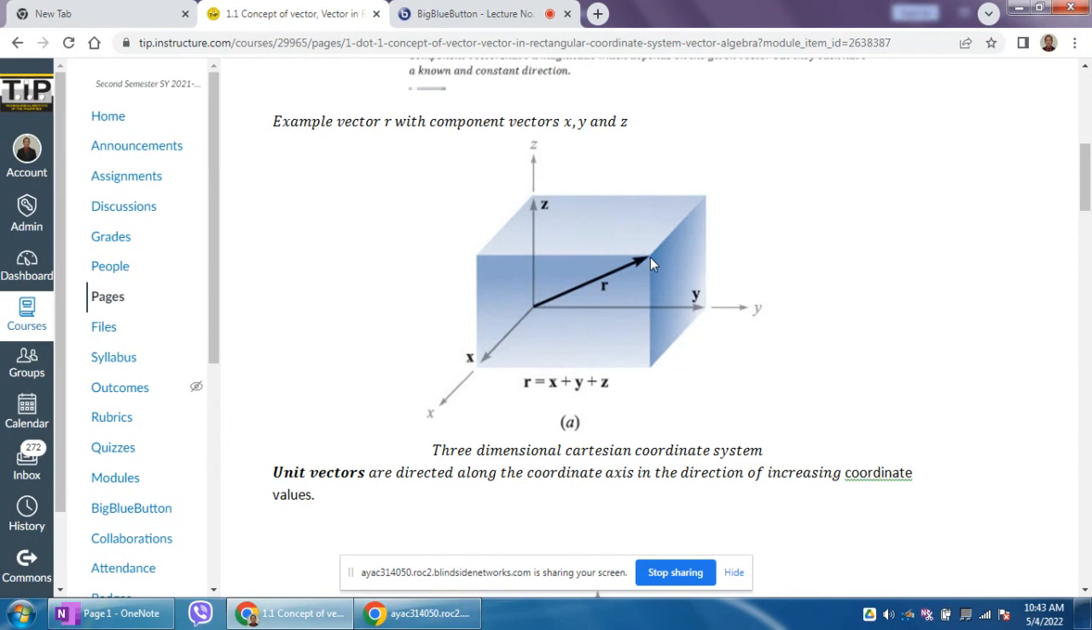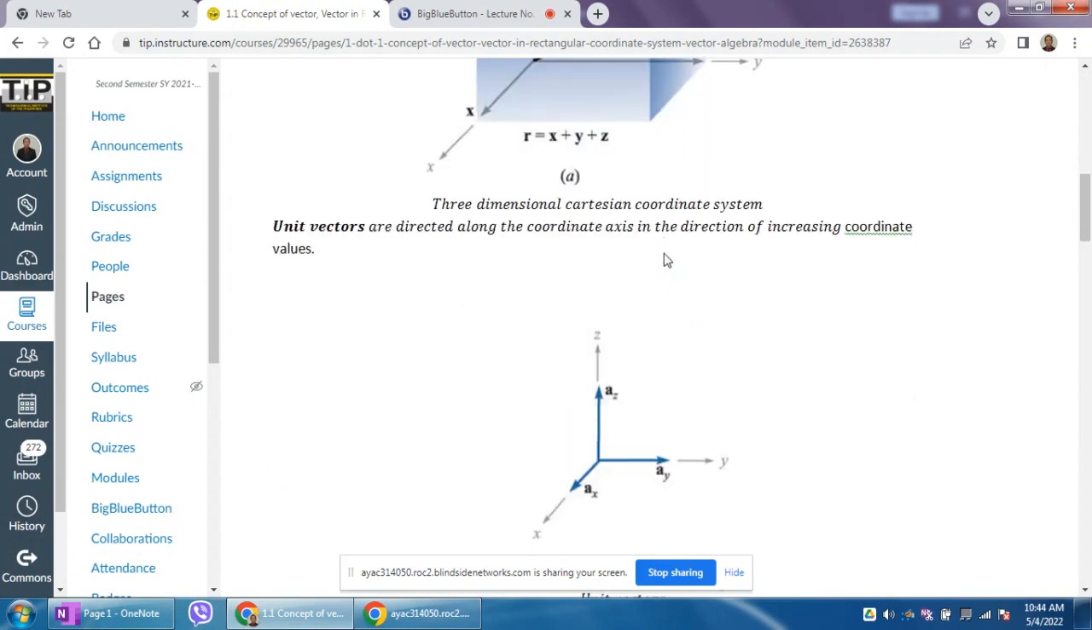And the corresponding vector r is produced, no? So ganun po yung ginagawa natin in order for us to represent the given vector. So naglalagay po tayo ng mga planes. So xy plane, xz plane, and yz plane, and then we will complete the box. Mamaya po, I'll show you how to plot a vector.